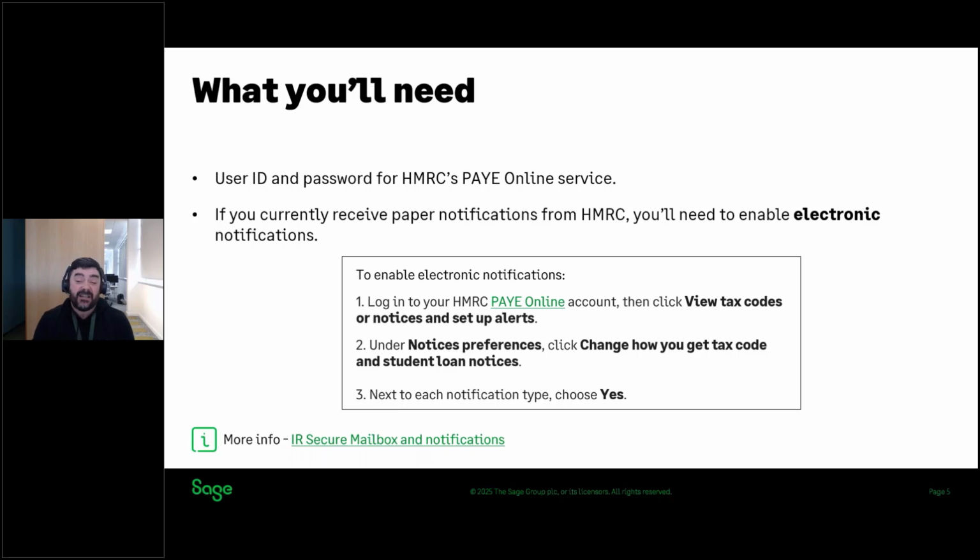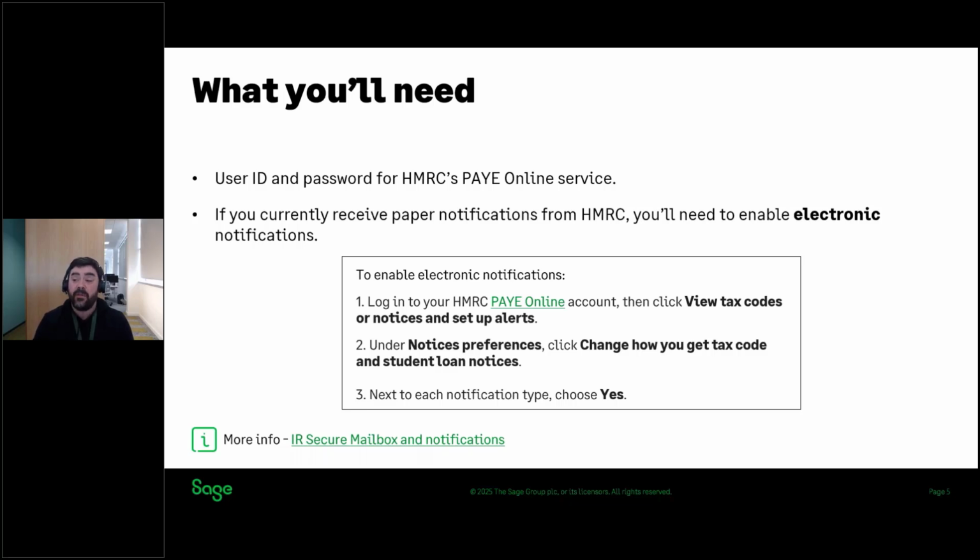But if you still receive paper notifications for tax code changes from HMRC, what you'll also need to do to use the integrated mailbox is to enable electronic notifications. Now, if you already get your tax code notices online, and maybe you're viewing them through your HMRC online account, you're already set up for this.